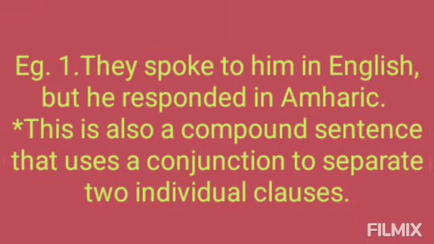An independent clause is a part of a sentence that can stand alone because it contains a subject and a verb and expresses a complete thought. Example: Number 1. They spoke to him in English, but he responded in Amharic. This is also a compound sentence that uses a conjunction to separate two independent clauses.